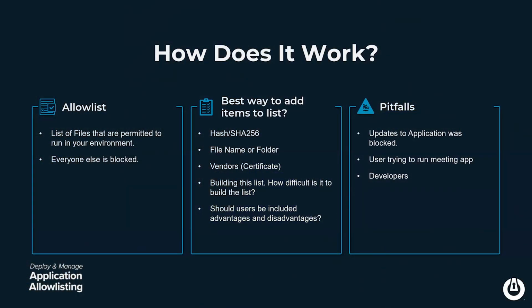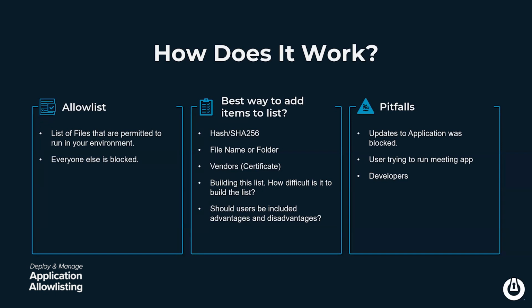The other challenge, pitfalls that tend to come up quite a lot when you use allow listing, is users want to run a meeting app that hasn't been permitted in the organization. So they suddenly have a Zoom meeting, and of course, things like that are really, really time sensitive. So the user says, now. And the third one is developers.